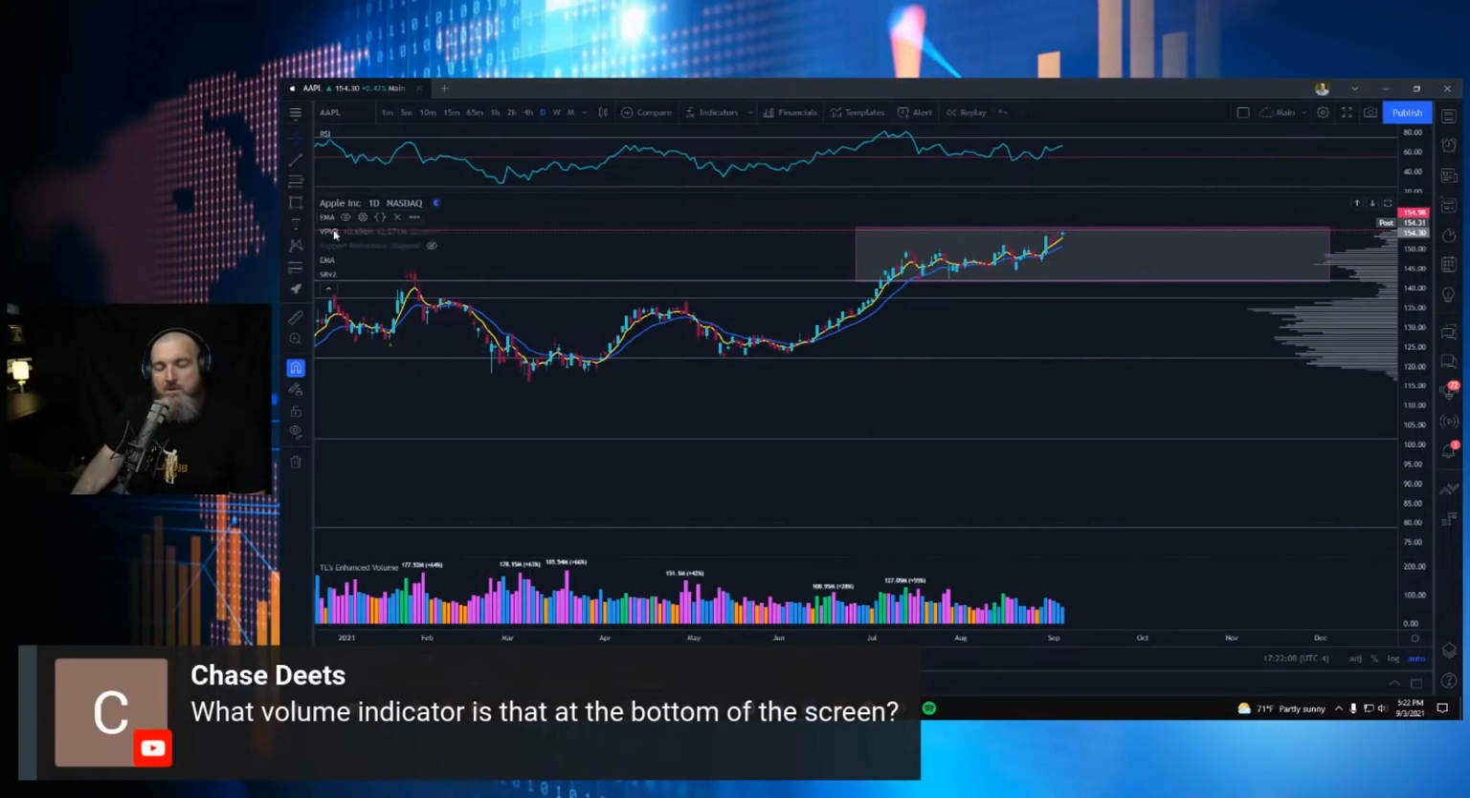So basically this is called TL enhanced volume. It is Trade Lion. I don't know if you guys have ever heard of them. They're a social media account. They have a couple of indicators. They make one specifically for TradingView. Basically, the colors, it looks really cool. The colors are just showing me abnormal volume.